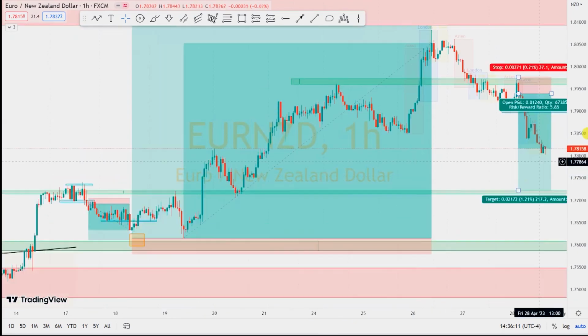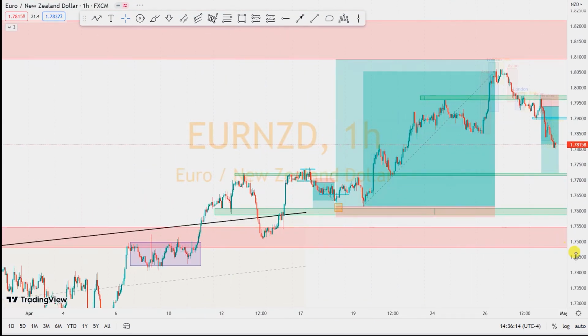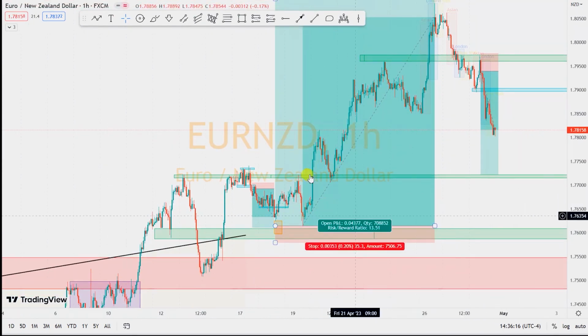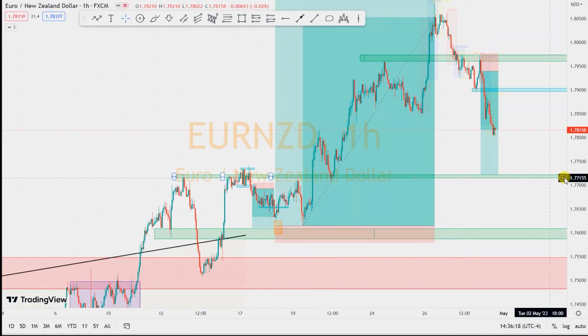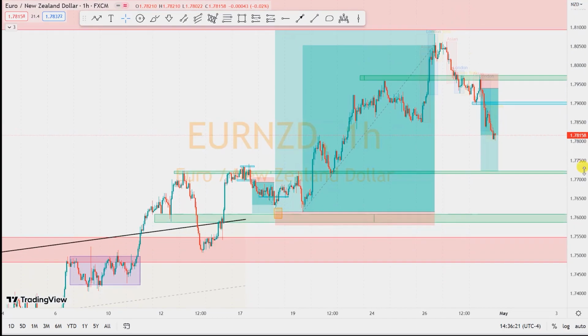So for EURNZD, you can literally see that I had just 3 setups on this particular asset in the last weeks, only, nothing more, because I genuinely believe that less is more when it comes to trading.